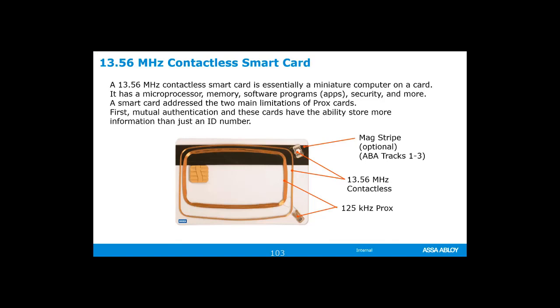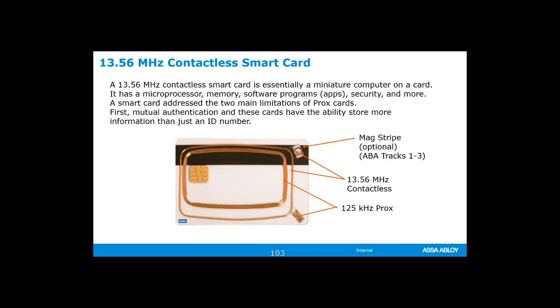A 13.56 megahertz contactless smart card is essentially a miniature computer on the card. It has a microprocessor, memory, software programs, security, and more. The smart card addresses two major limitations of PROX cards. First, mutual authentication. Both the credential and the reader have encrypted keys in them.